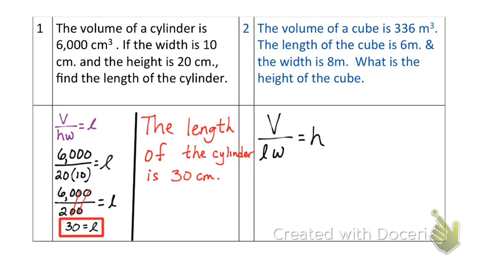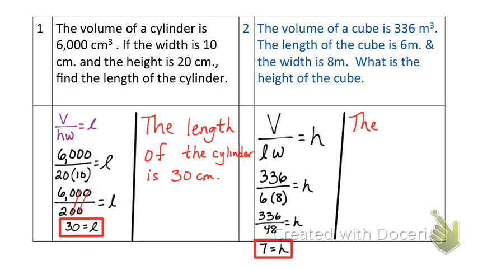And again, we're just going to substitute the values in. 336 over 6 times 8 equals H. And then we simplify this. 336 over 48 equals H. Then you do that division problem and you get 7 is equal to H. We're going to box that up, and our statement would be the height of the cube is 7 meters.